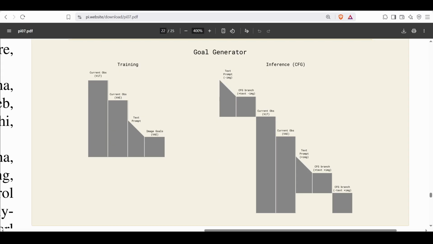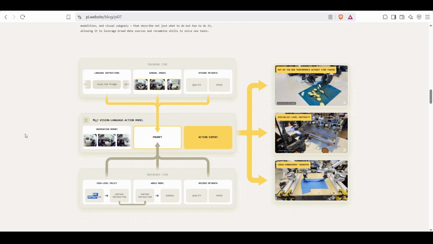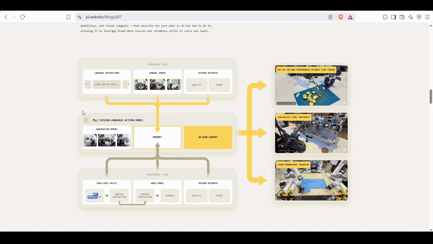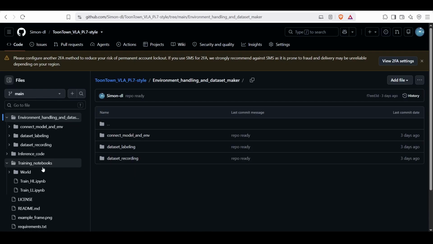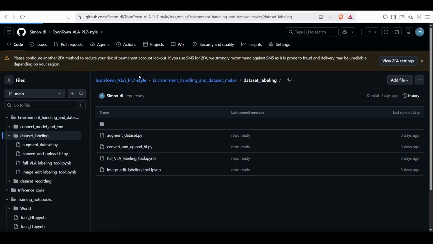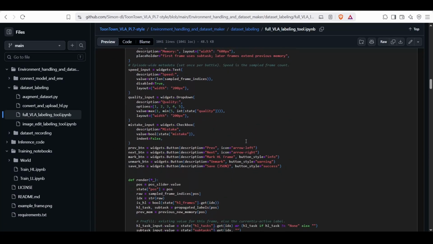When I started this project, I was a little ignorant, you could say, about how intense this would be. And this is before even getting into collecting training data and labeling the training data that allows for all of these things, which again I did. You can go into environment handling and data set labeling, and there's this full VLA labeling tool that I helped make.